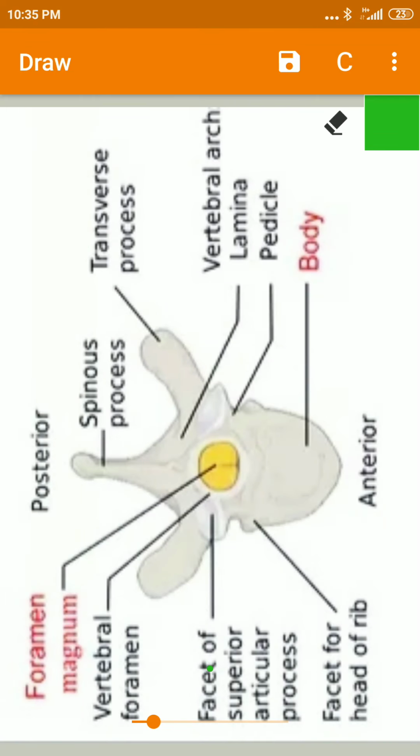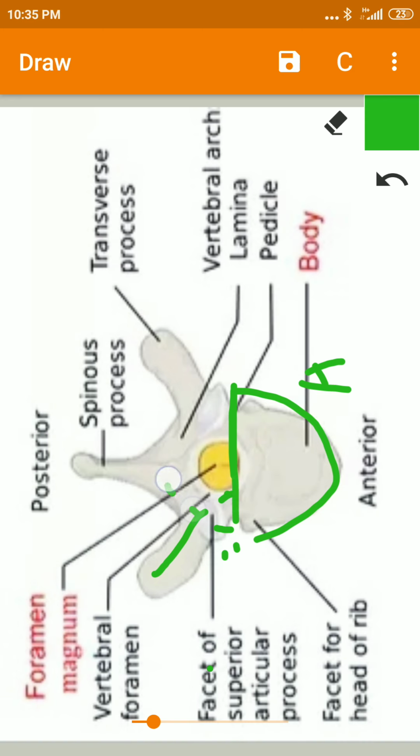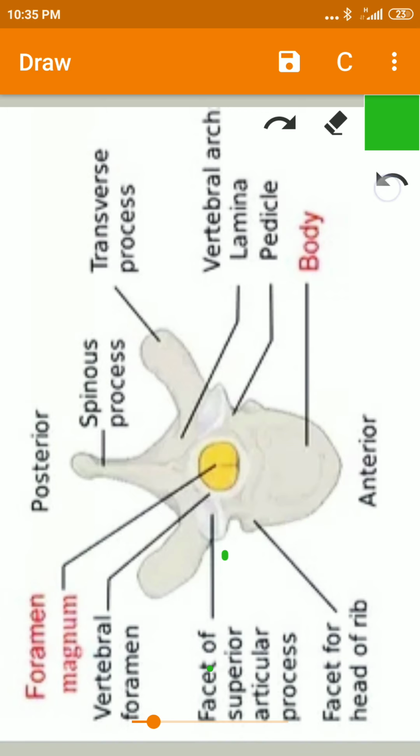Dear students, welcome back. Now we are going to see the characteristic features of a typical vertebrae. A typical vertebrae has two parts. One is the body, on the anterior aspect, and another is called the arch, on the posterior aspect. In between the body and arch, you'll have a foramen called the vertebral foramen or vertebral canal.